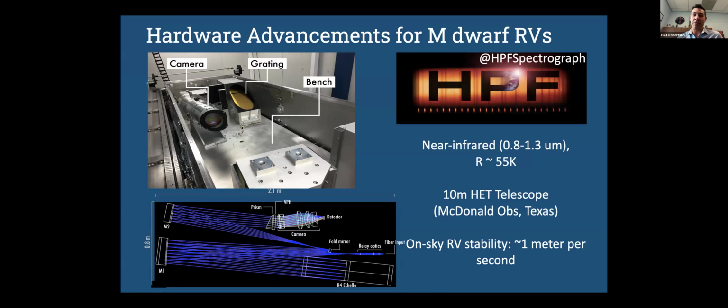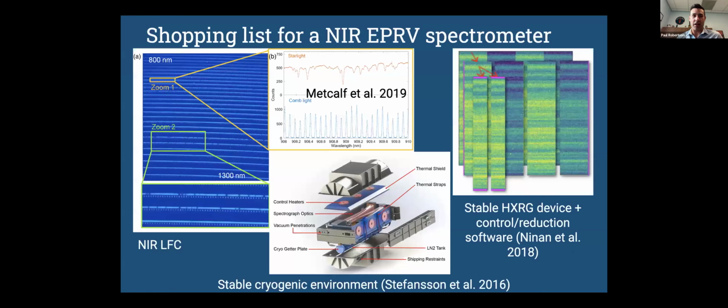And that might not sound like cutting edge to you if you've been following the progress of something like HARPS over the last 10 or 15 years. It's been done, but it's been done in the optical. And so I want to just kind of highlight here some of the challenges that have to be overcome in order to get stable on-sky RVs with an infrared instrument.